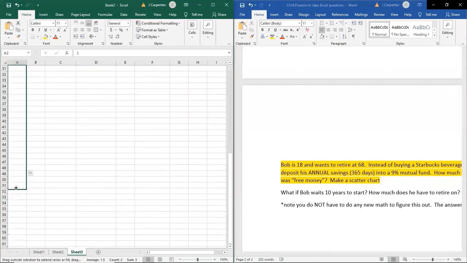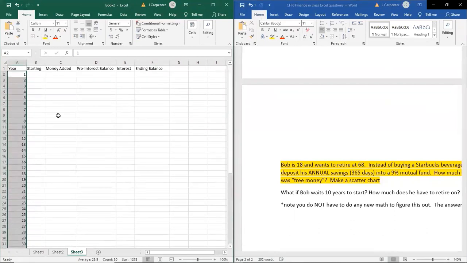So I got to go to row 51. Boom, there's 50 years. Now, again, I have this money added and a pre-interest balance in here, which looks a little different. And that's because, again, we are starting with nothing. We start with nothing. We have no money at first. This formula is currency. That dash means zero. Don't worry about that. You can still see the zero is typed there.